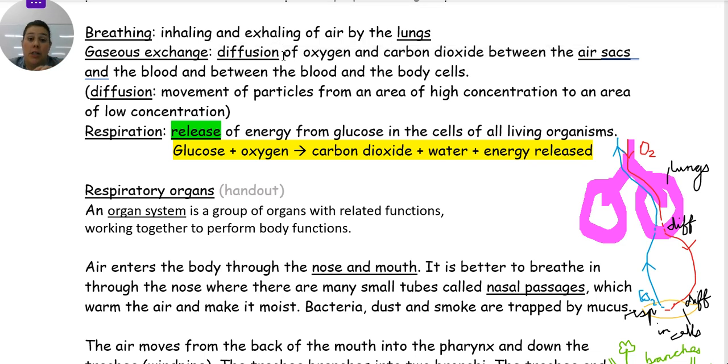So gaseous exchange is the diffusion of oxygen and carbon dioxide between the air sacs, which we call the alveoli, and the blood that happens in your lungs. And then at the cells of your body, there's also gaseous exchange because now the oxygen has to get from the blood into the actual cells. I'm going to pull up a picture of the alveoli just so you can visualize how it's happening in terms of gaseous exchange.